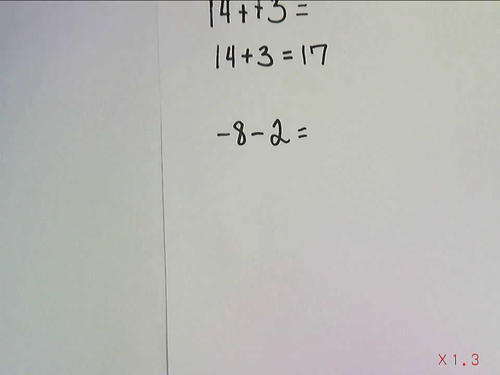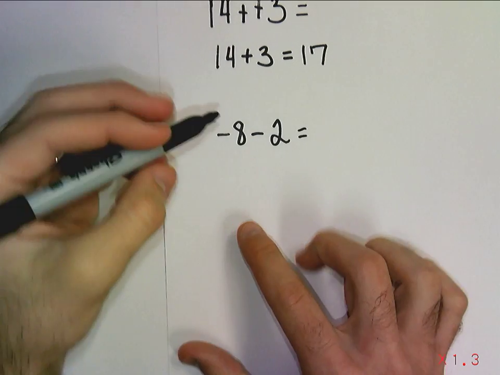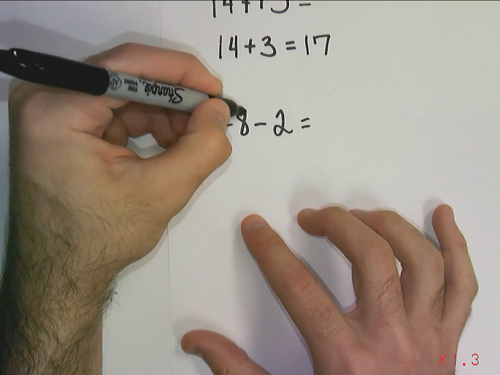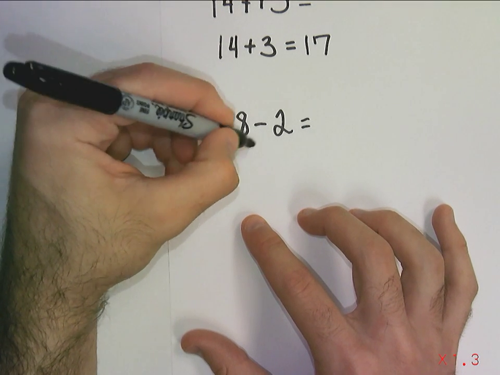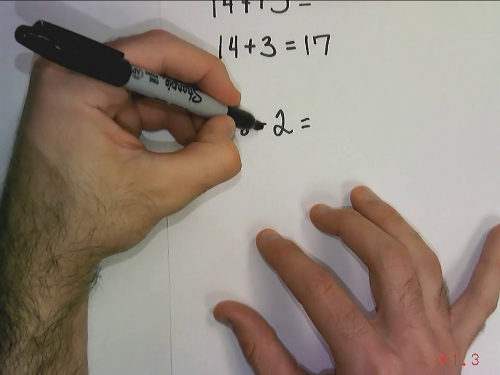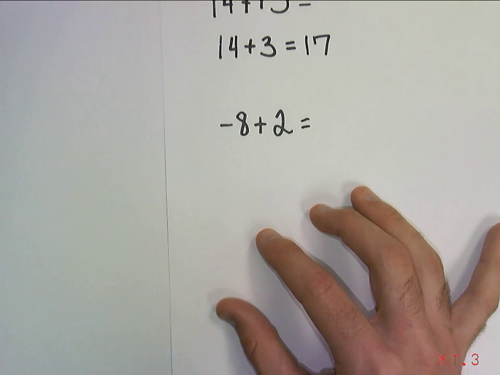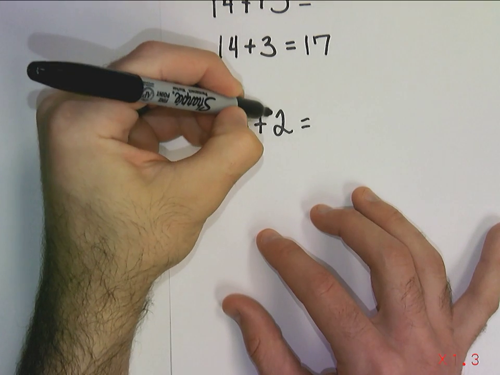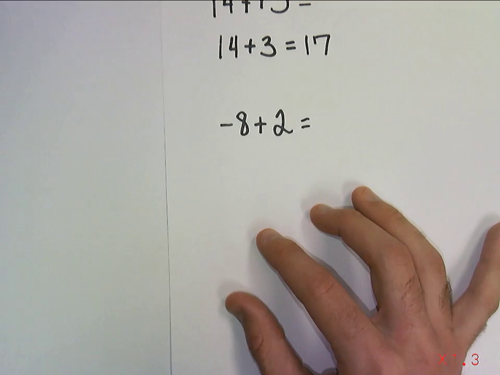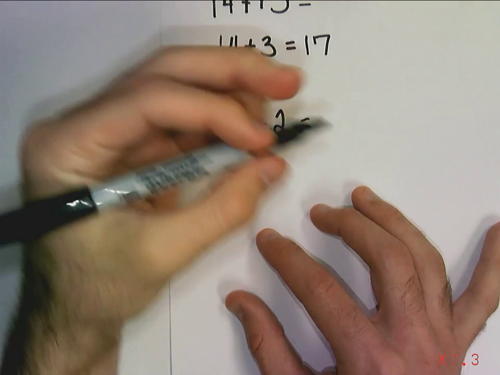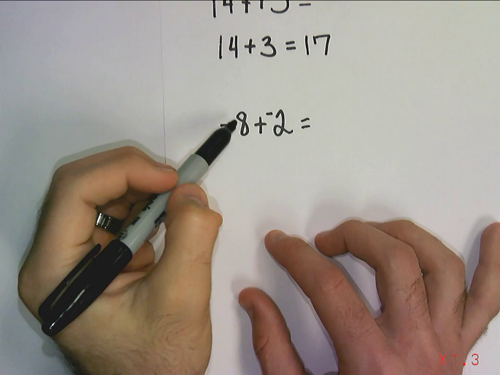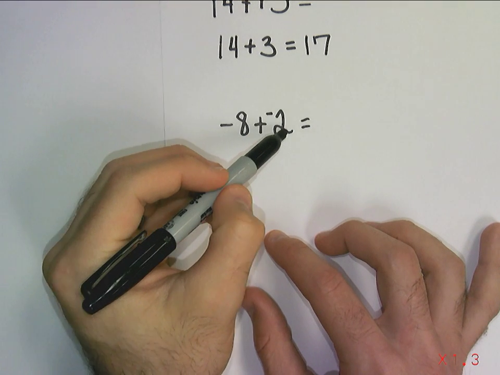Well, the same rule will apply here as well. What we can think of is we will keep this first number, so negative 8 will stay negative 8. We will change the subtraction to addition, and then change the sign of the second number. Right now this is a positive 2, so we would need to make that a negative 2. So we'd have negative 8 plus negative 2.